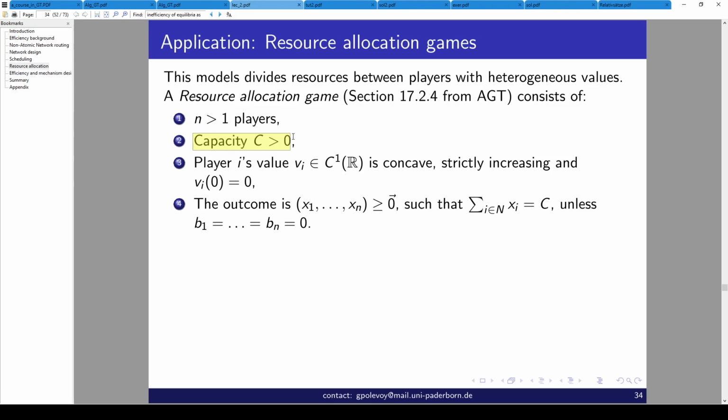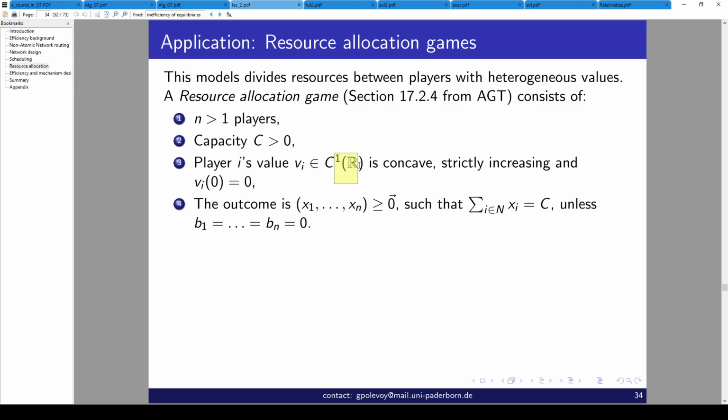We divide something, and you don't know how players will use it. For example, a good example can be bandwidth. And player i's value is concave, strictly increasing, and also continuously differentiable. So C1 means that the function is differentiable and the derivative is a continuous function.